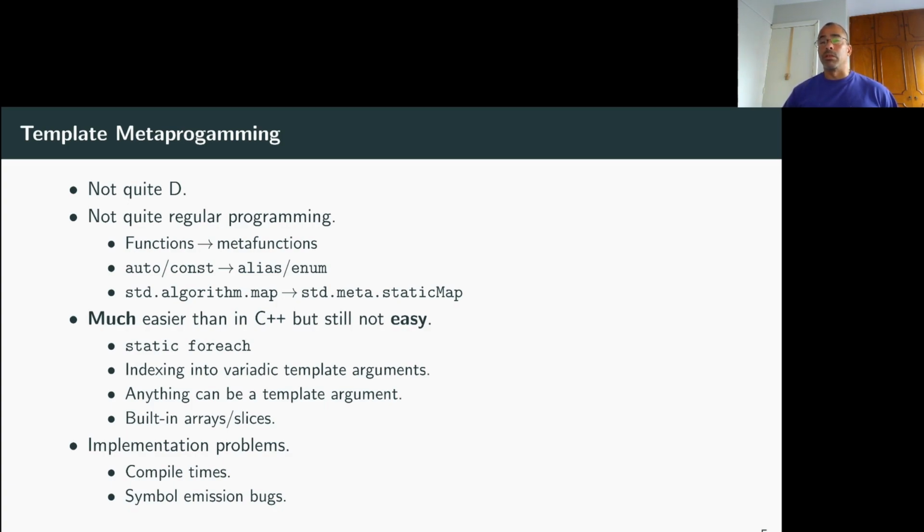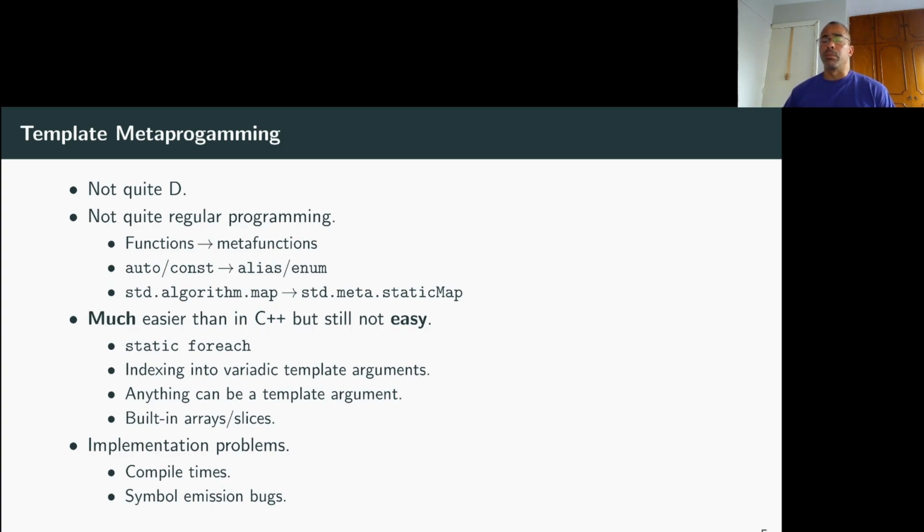And some of the reasons for that is that we have static foreach, so we don't have to use recursion to do everything. We can index into variadic templates. Anything could be a template argument, which helps a lot. And built-in arrays and slices really do help with a lot of this as well, because we can just put things into arrays, pass them as a template argument, and things just work. Also, the fact that variadic templates kind of act like they were arrays to begin with, with the indexing.